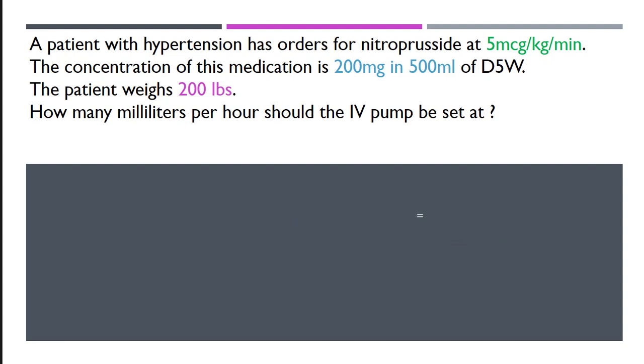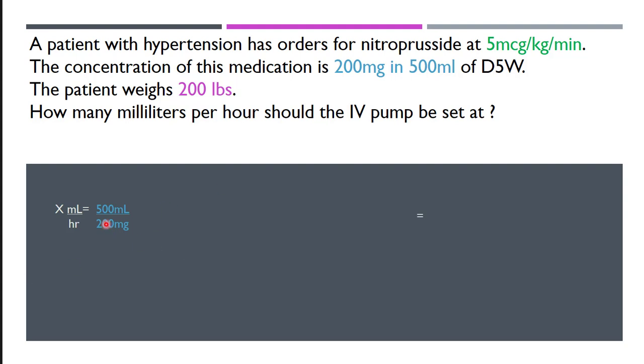Let's get to some bigger ones. A patient with hypertension orders for nitroprusside at 5 mics per kilogram per minute. Your concentration is 200 milligrams and 500 mils, and the patient weighs 200 pounds. How many mils per hour should you set the pump to? Okay. X mLs per hour. I'm just going to start. I already know this ml needs to match here. So 500 mils over 200 milligrams.